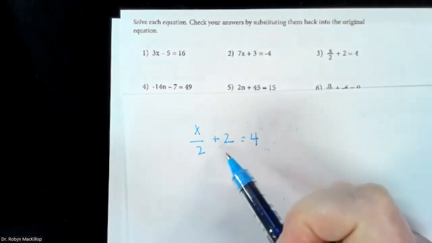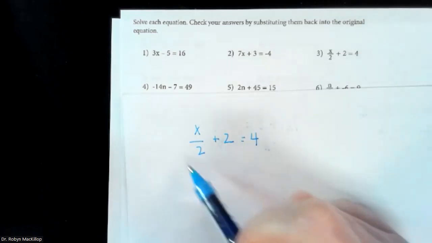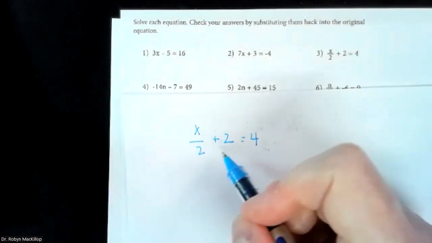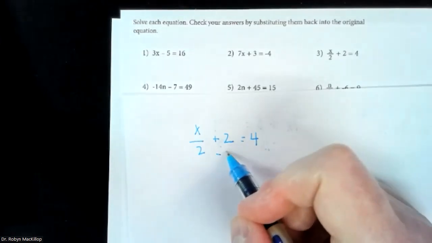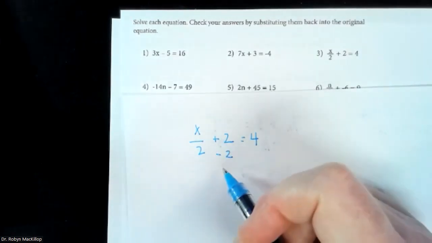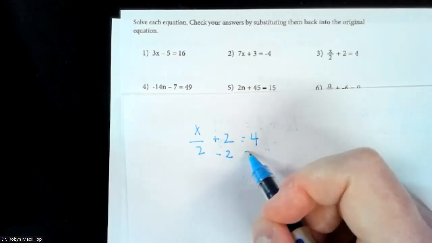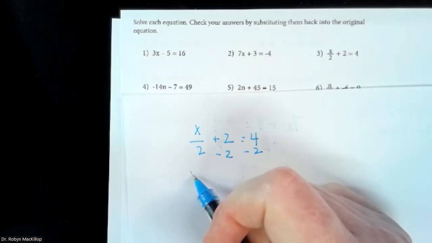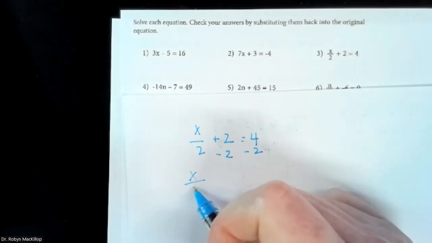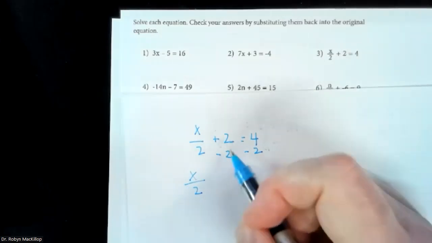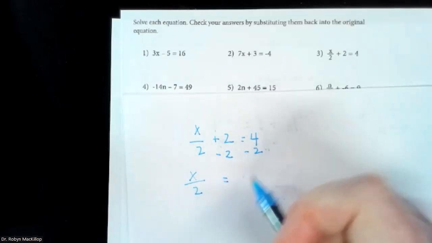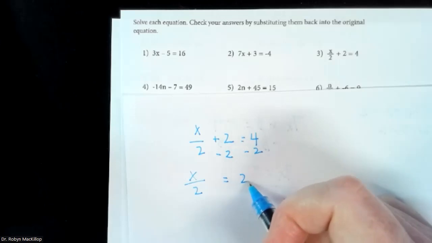We've still got this extra number, so we're going to deal with that first. Don't even worry about this until you clean up this. And again, we're going to get rid of it by subtracting it to zero it out. Do the exact same thing over here. And that gives us, bring down your x over 2 because you haven't done anything with it yet. That is gone. Bring down your equal sign. 4 minus 2 is 2.